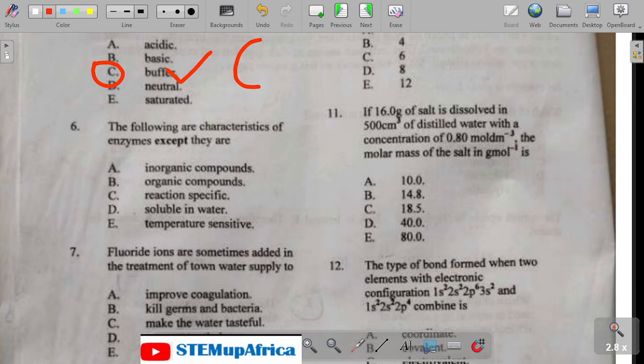Let's look at number 6. The following are characteristics of enzymes, except they are inorganic. They are not inorganic. They are organic. So the answer is A. Enzymes are organic catalysts, not inorganic compounds.